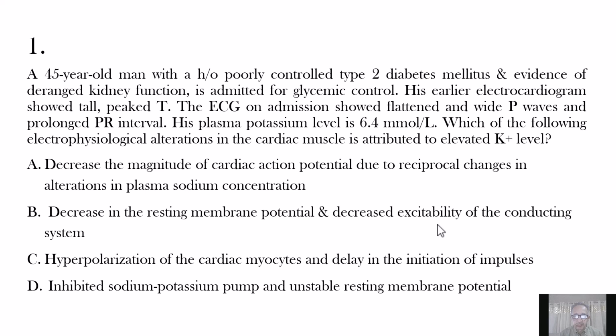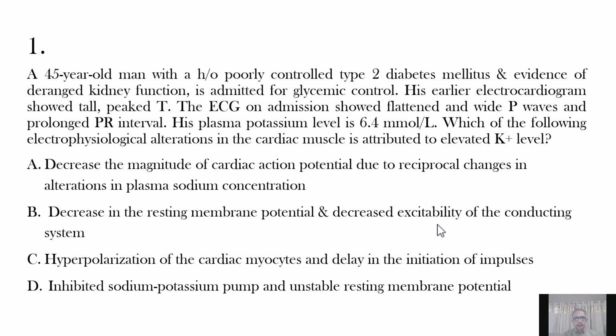Elevated ECF potassium. You know that potassium is an intracellular cation. So at rest there is an efflux of potassium due to the concentration gradient. Inside, potassium is more, about 150 millimoles per liter. Outside, in the ECF, it is about 4 to 5 milliequivalents. So there's a large gradient. Because of this, there is an efflux. That's the basis of resting membrane potential. Now, if the plasma or ECF potassium is elevated, what would happen? The gradient is decreased.